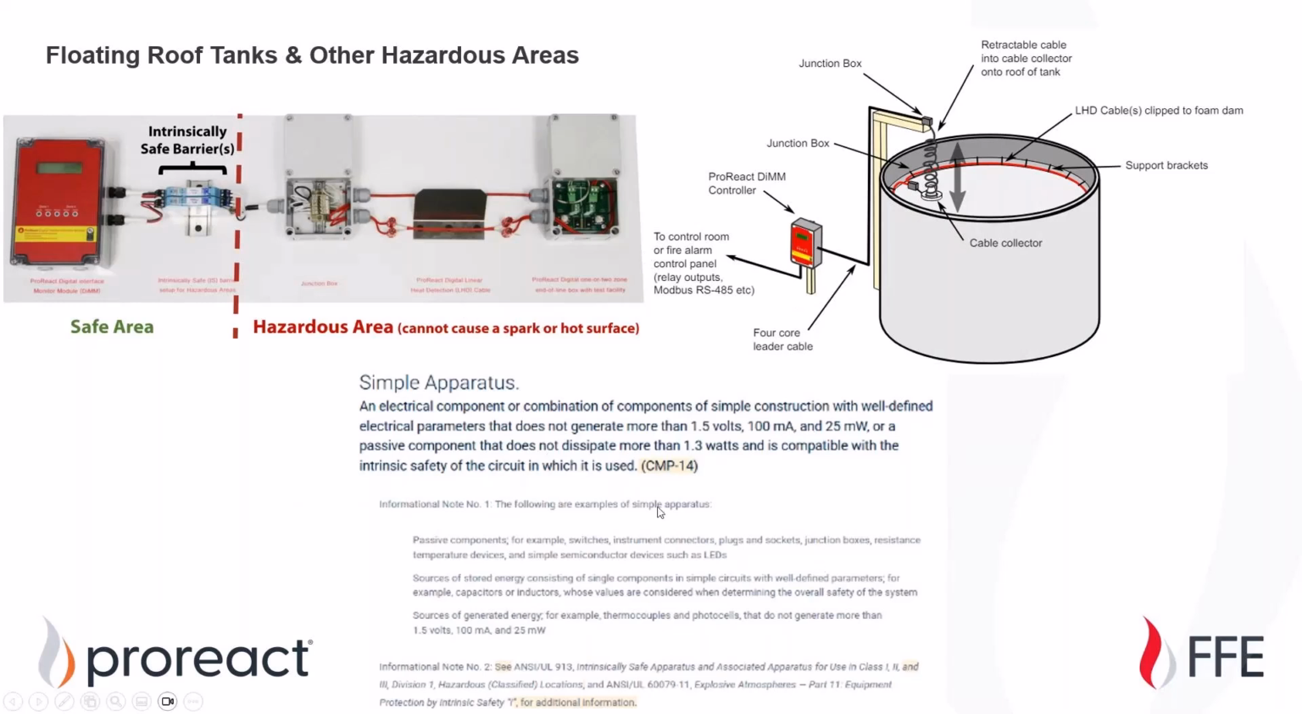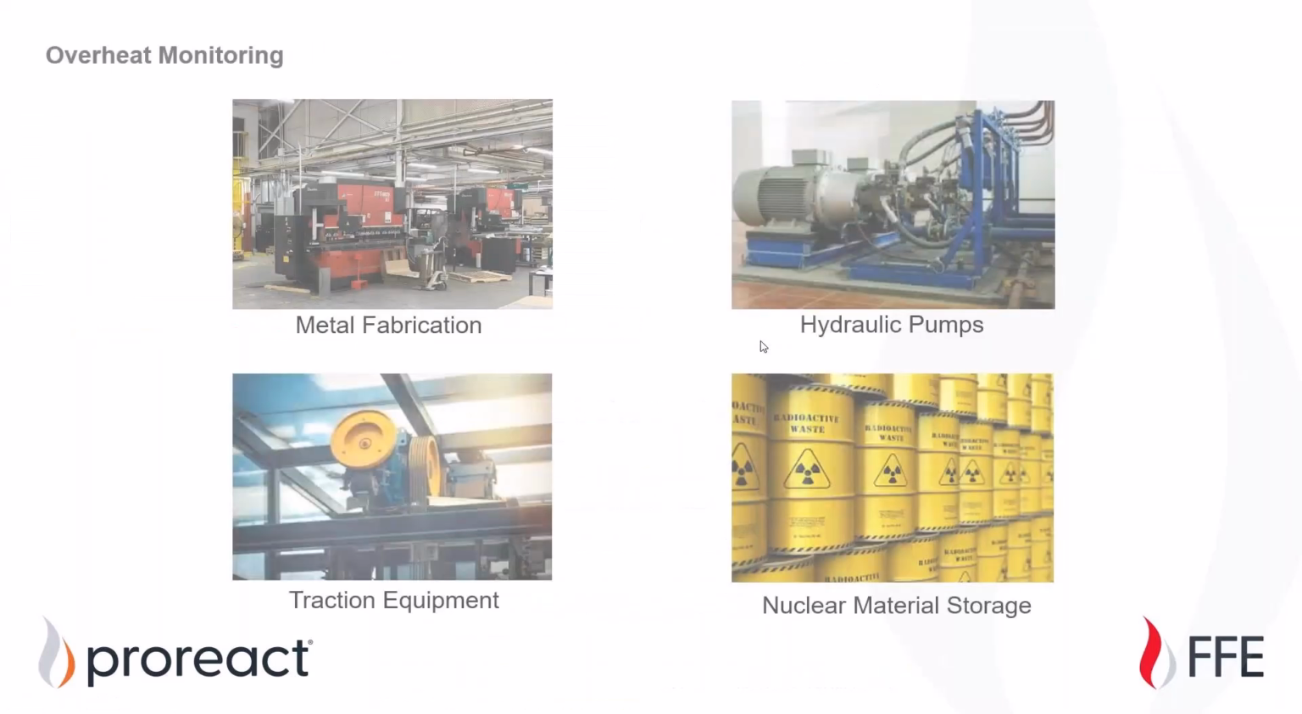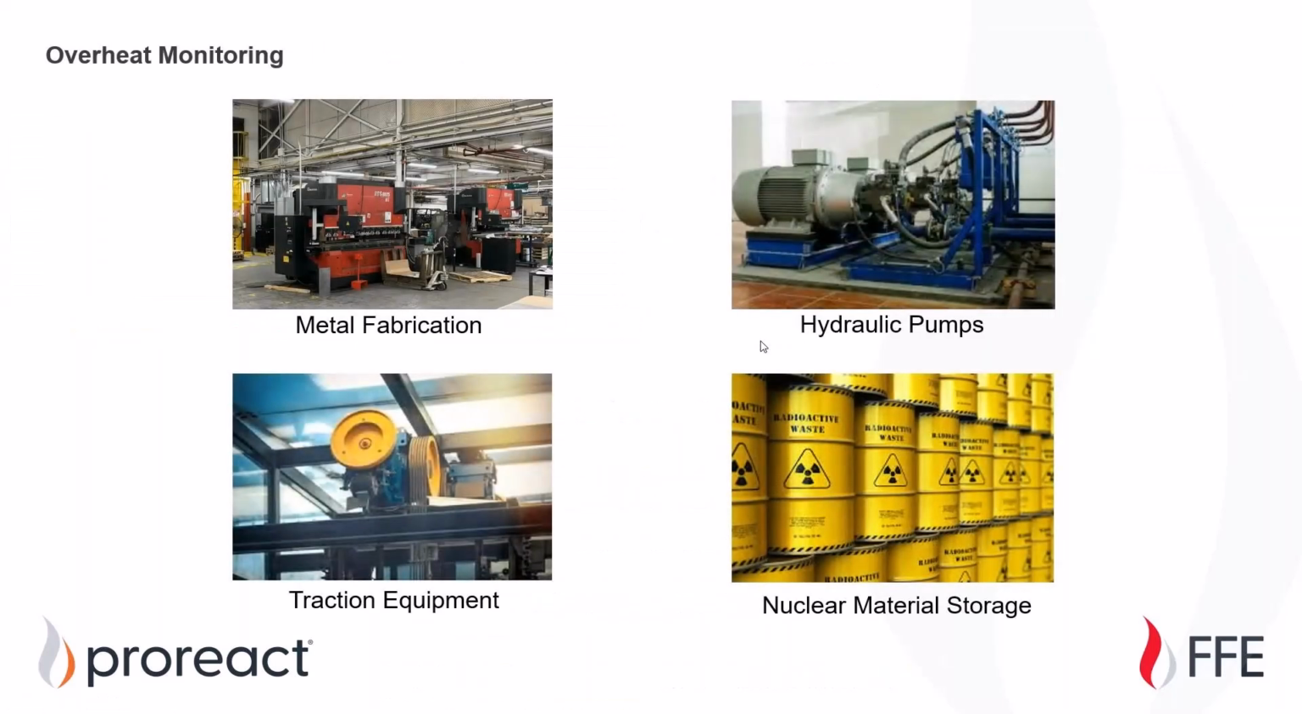Here's a little bit more about simple apparatus as it's defined in NEC 70. So different volts, amps, or watts, and how those are classified. And then linear heat detection is also a good choice in a lot of overheat monitoring type applications. So metal stamping or metal fabricating machines.